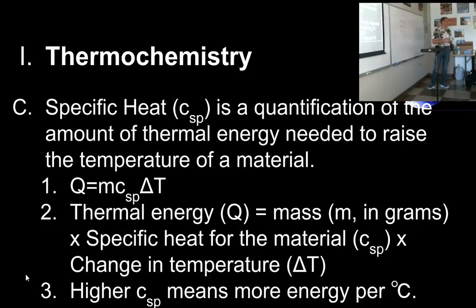So specific heat now. Specific heat, and we use CSP. And again, I don't know why it's C, great. H means enthalpy and C means specific heat. But CSP is a quantification of the amount of thermal energy needed to raise the temperature of the material. So certain things respond really quickly to additional thermal energy. If you put a copper pan on a fire, the copper pan gets hot real fast. And that's why copper is a great metal to use for pots and pans, because it transfers thermal energy really quickly, and it very quickly reaches high temperatures.